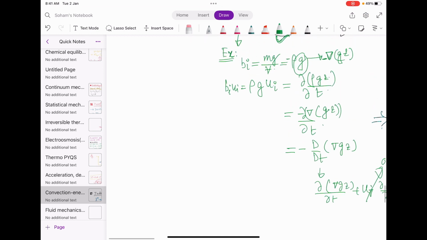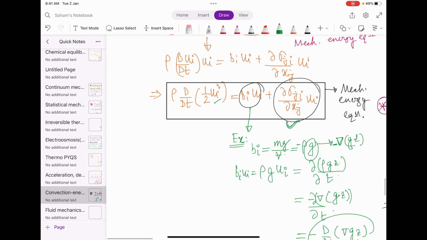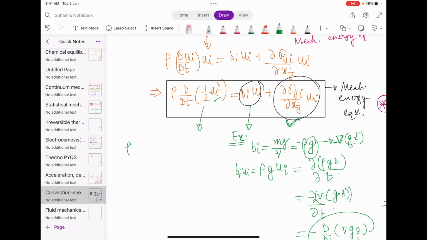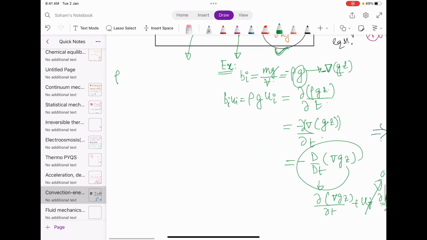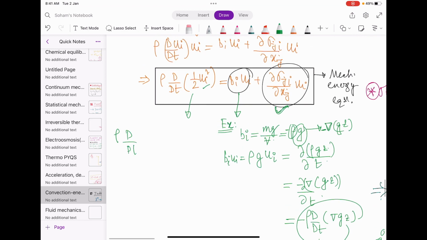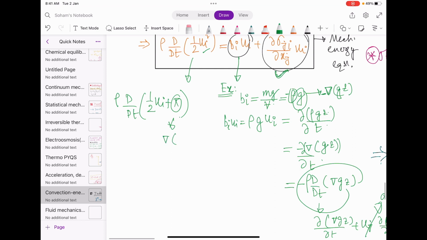So essentially, now I can take this total term into this LHS, and this rho will be there, so all of this will be multiplied by rho. So rho into d dt of half q square plus pi. This pi is nothing but gradient of gz, or the gradient of the potential. Now this is essentially the total mechanical energy, that is the macroscopic kinetic energy and macroscopic potential energy.